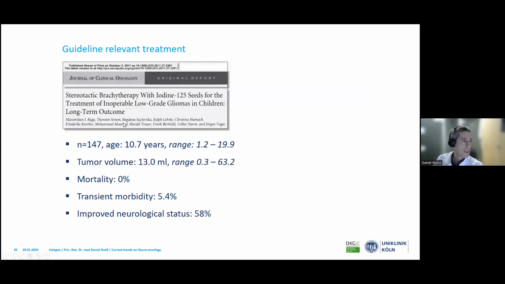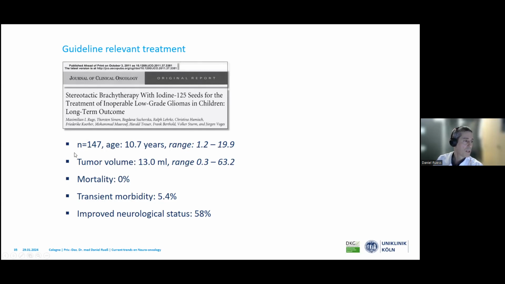So there is also guideline relevant literature for this treatment, especially for children, because in pediatric tumors, it's often difficult to do radiation because the development of the brain can be harmed, and with brachytherapy we are able to preserve brain tissue from alterations. And that's why it's here in the guideline for pediatric tumors, also a recommendation to do brachytherapy in some kinds of tumors, especially in WHO grade 1 and 2.